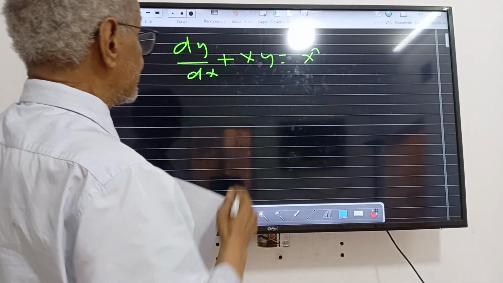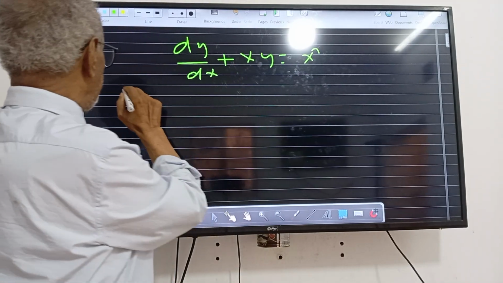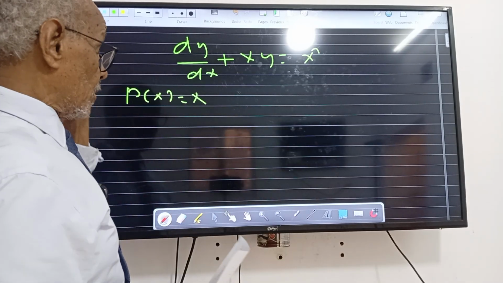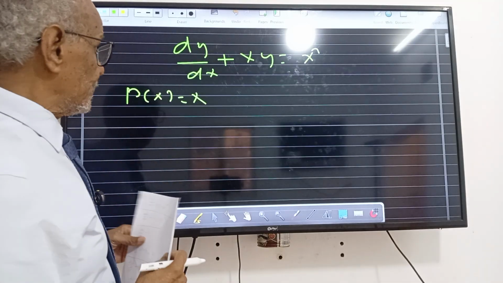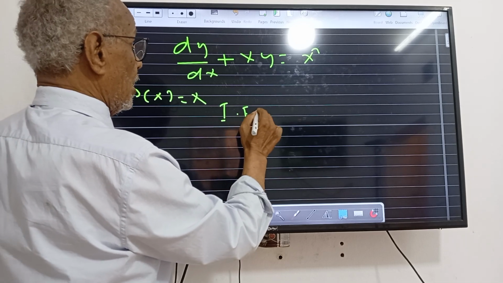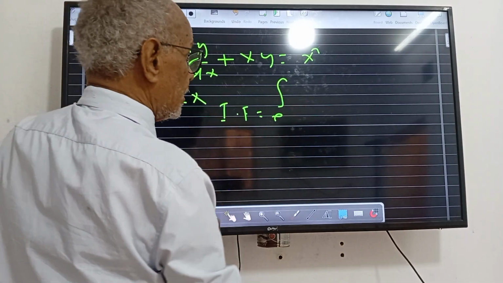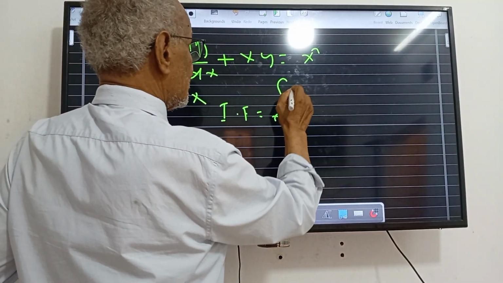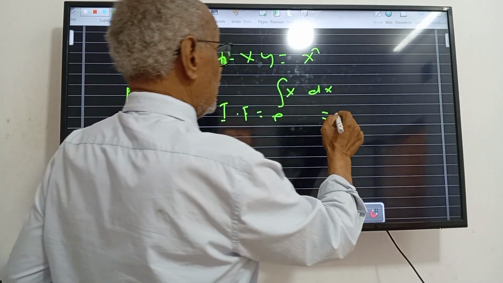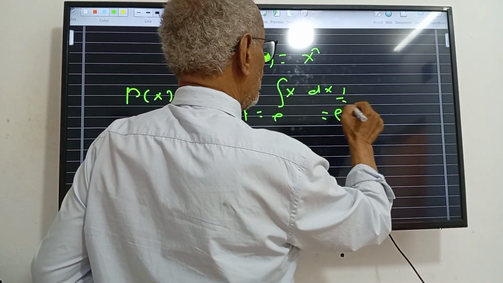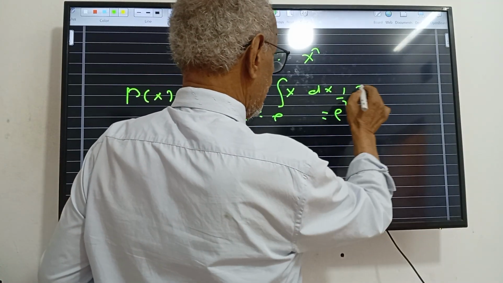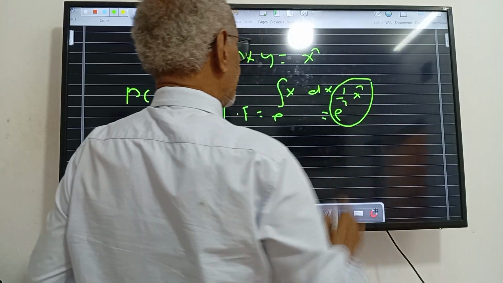In this case, p of x equals x. So the integrating factor in this case equals e raised to the power integration of x dx. So the integrating factor will be equal to e to the power half x squared. And this is the integrating factor.